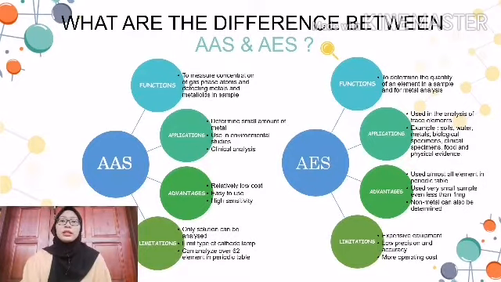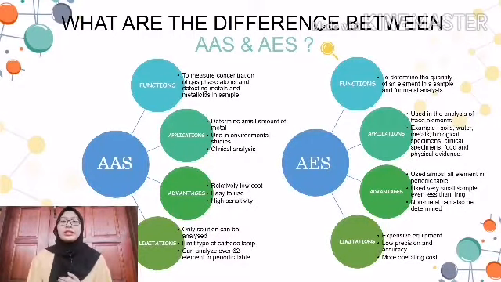Advantages for AES: it is a relatively rapid technique and uses a very small sample, even less than 1 mg. It can determine almost all elements. Non-metals can also be determined by plasma source. For AAS: relatively low cost, easy to use and high sensitivity.